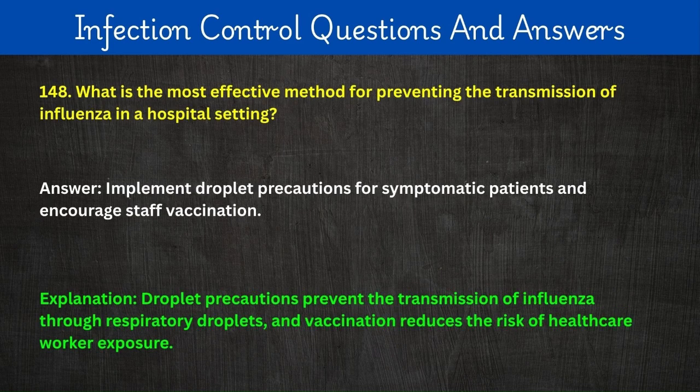148. What is the most effective method for preventing the transmission of influenza in a hospital setting? Answer: implement droplet precautions for symptomatic patients and encourage staff vaccination. Explanation: droplet precautions prevent the transmission of influenza through respiratory droplets, and vaccination reduces the risk of healthcare worker exposure.